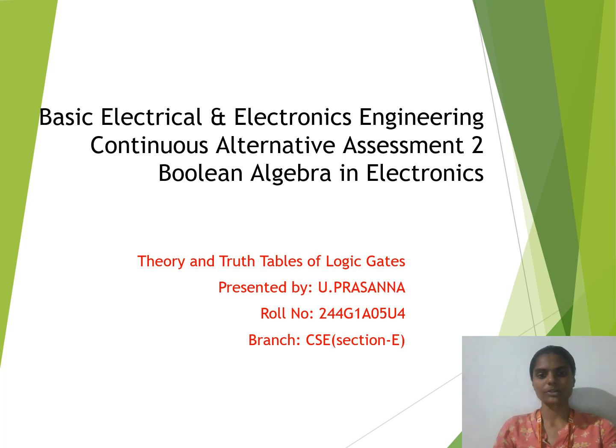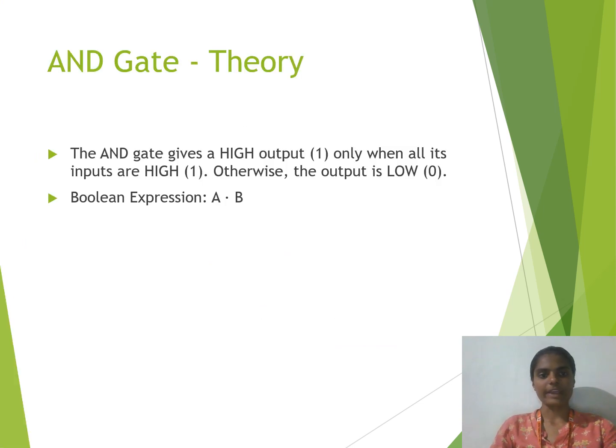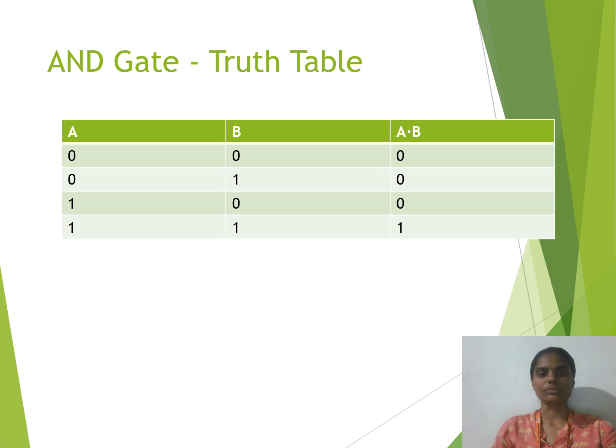Today I am discussing Boolean algebra in electronics. AND gate means the AND gate gives a high output 1 only when all its inputs are high 1. Otherwise the output is low 0. Boolean expression: A into B. AND gate truth table: if A and B are inputs, A into B is the output.